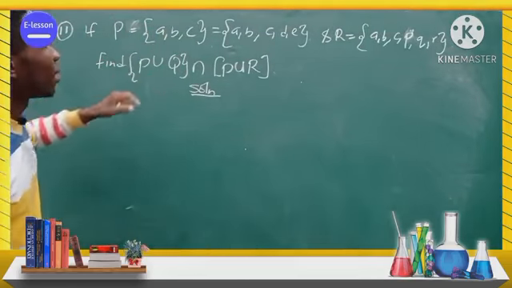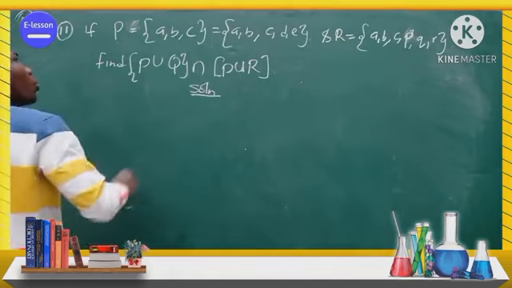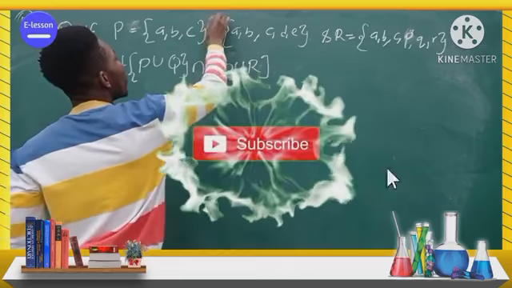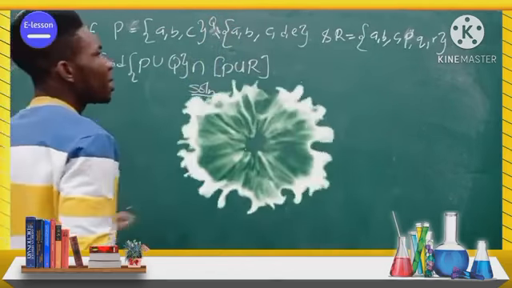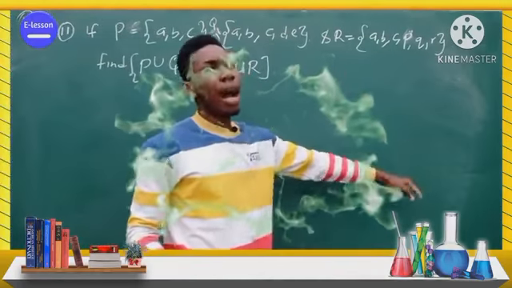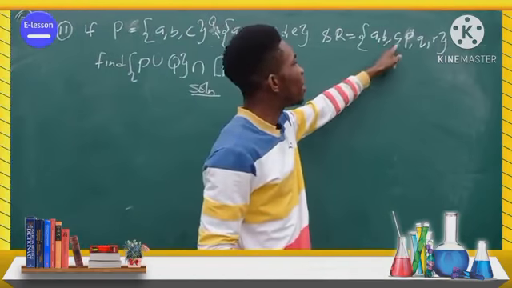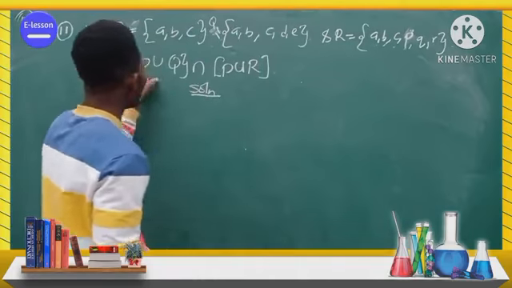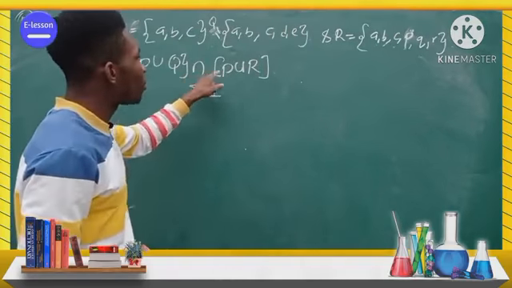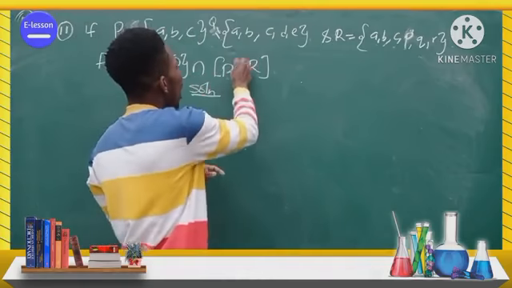We have the next question which says that if P has the elements A, B, C, and Q has the elements A, B, C, D, E, and R has the elements A, B, C, P, Q, R. Find P union Q intersection P union R.